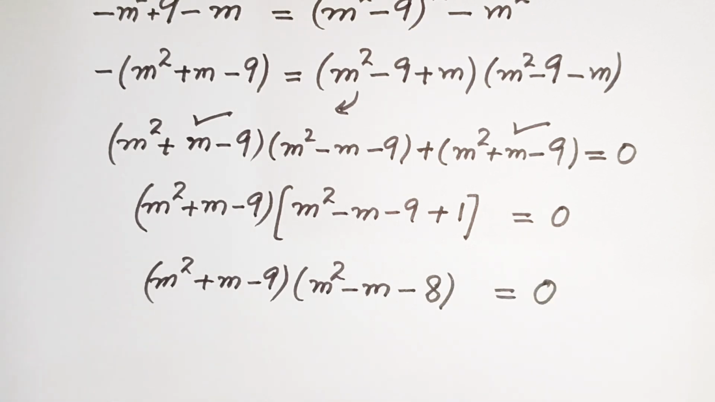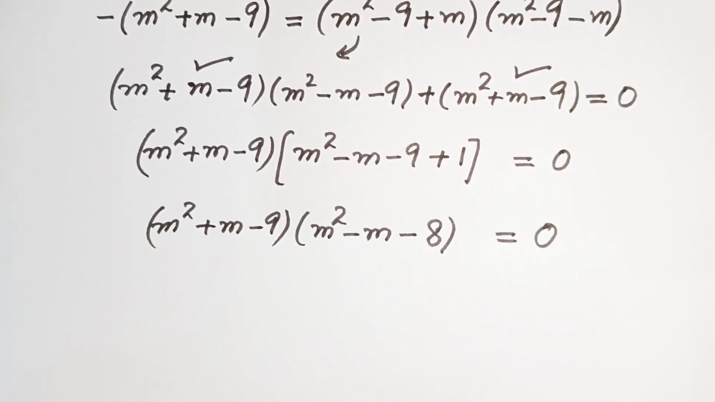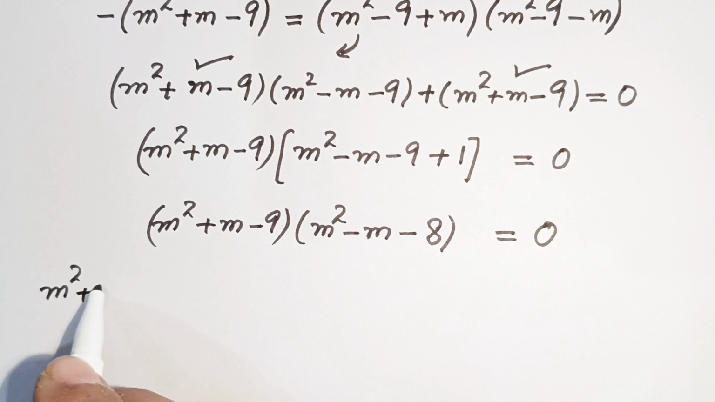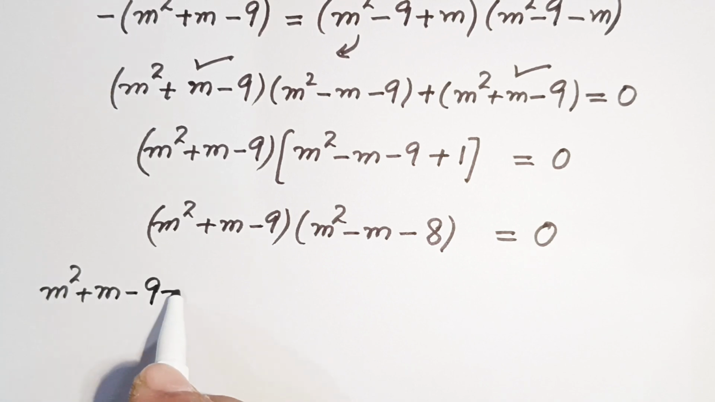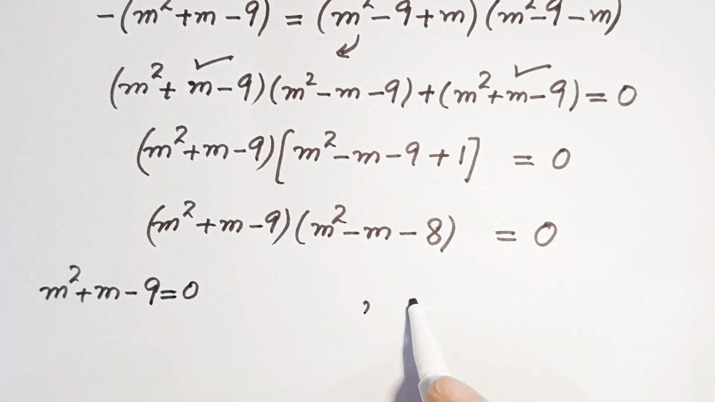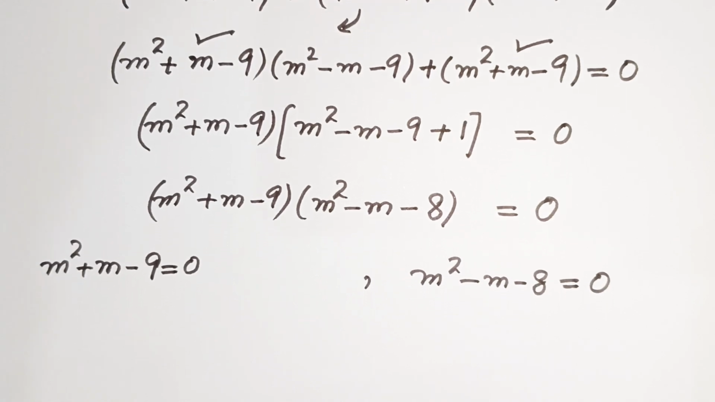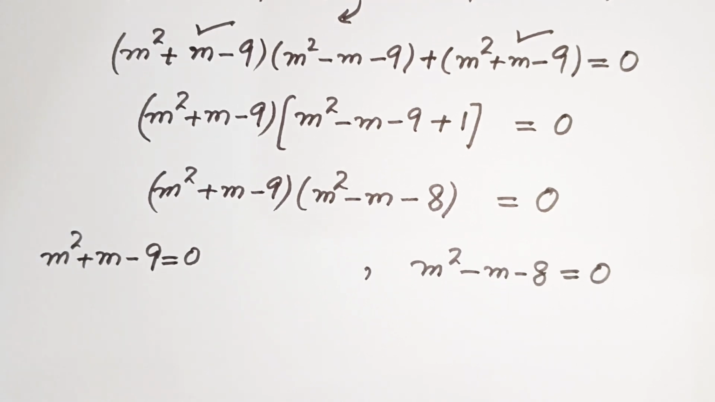Now we have two conditions here: m squared plus m minus 9 is equal to 0, and here we have m squared minus m minus 8 is equal to 0. In both cases, both are quadratic equations, so we have to solve this. Now we are going to use the quadratic formula.